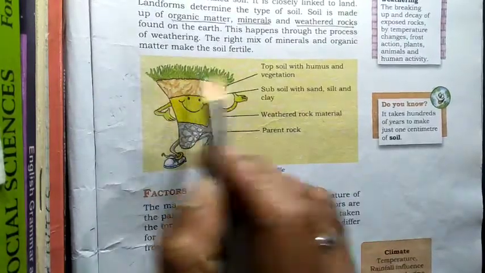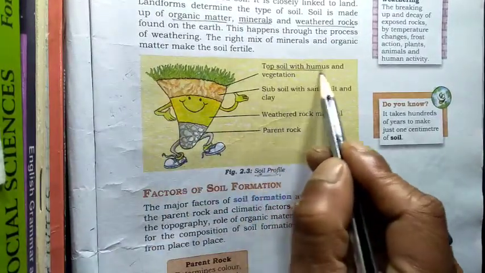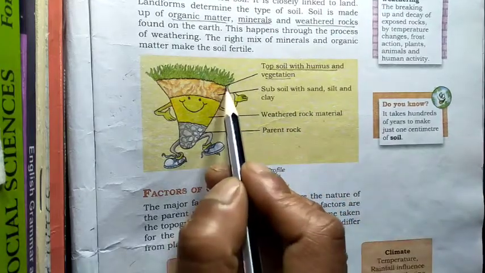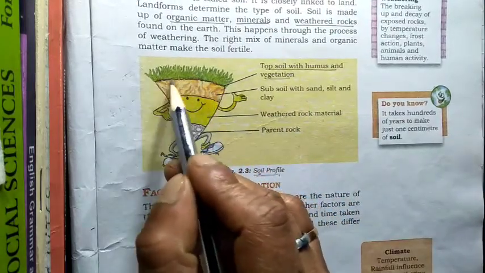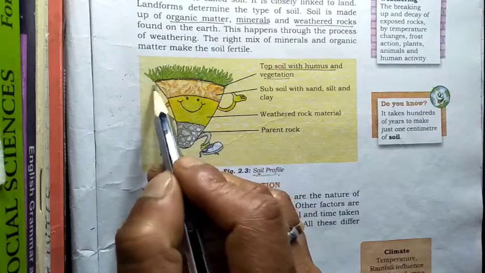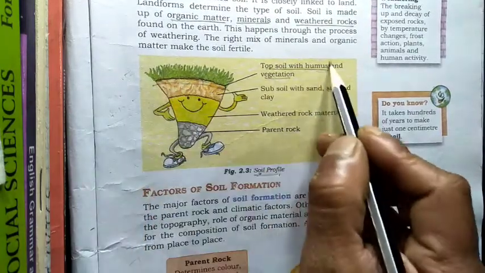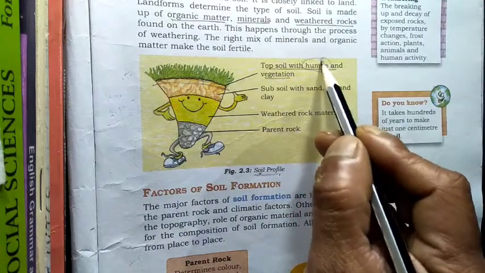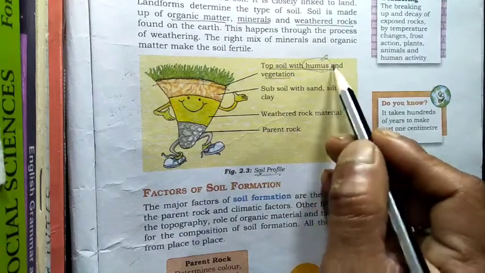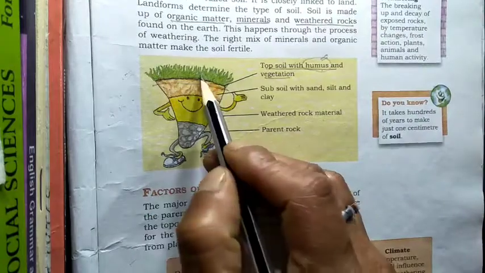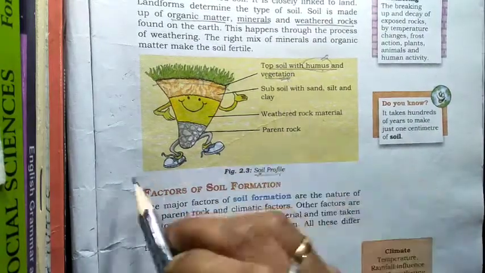This is the top part. You can see it is written topsoil with humus and vegetation. This is the topmost part of soil, and we can say this portion is generally used for cultivation. You can see plants are here and here humus is there. Humus means the material which makes the soil fertile, and here the different types of vegetation generally grow.